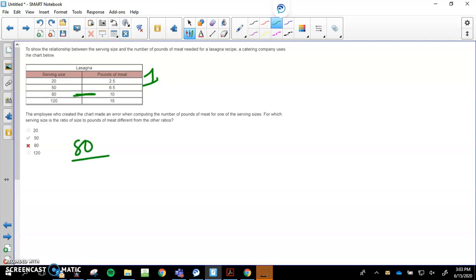80 servings will need 10 pounds of meat. So I have my servings and my amount of meat over here. So let's try to solve and figure out, well, how much is it for just 1 pound of meat? Now you could also do it for 1 serving. It doesn't matter, but I want to compare it all in the same way.